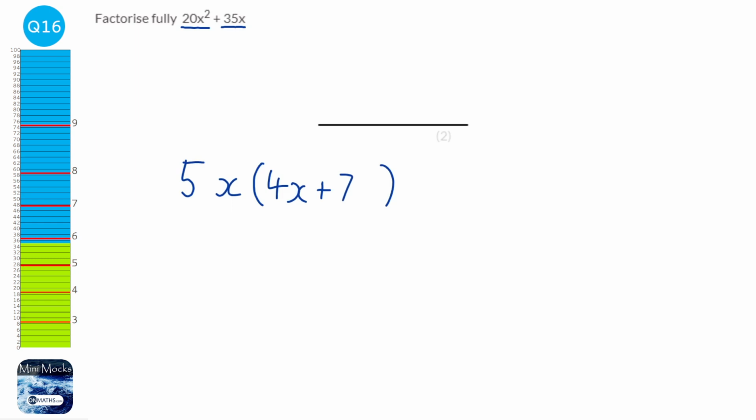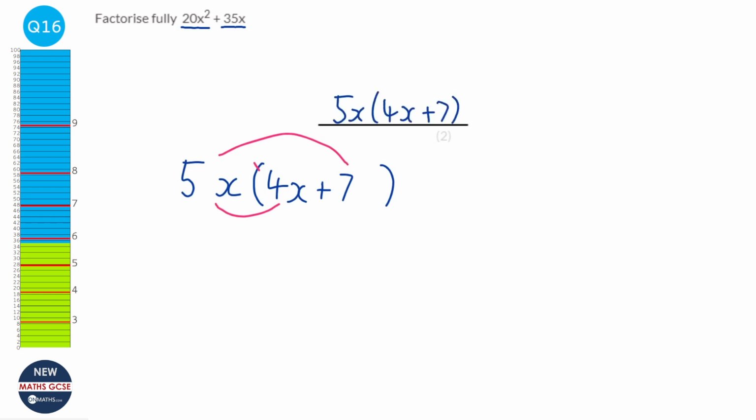And you can actually expand that, and you can use any method you want. I'll use smiles and rainbows. And so we're going to do 5x times 4x, which is 20x squared, and 5x times 7, which is 35x. So our answer will be 5x brackets 4x plus 7.